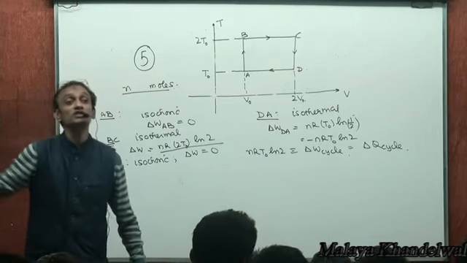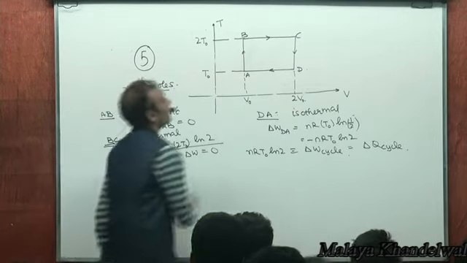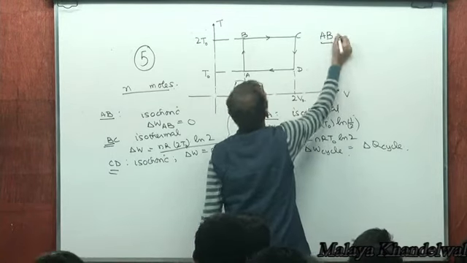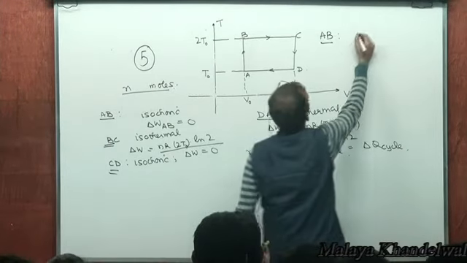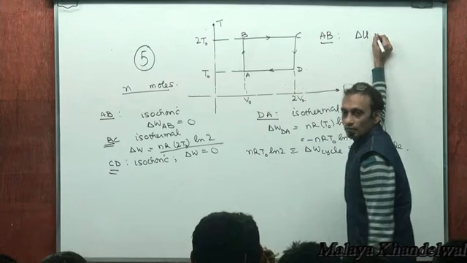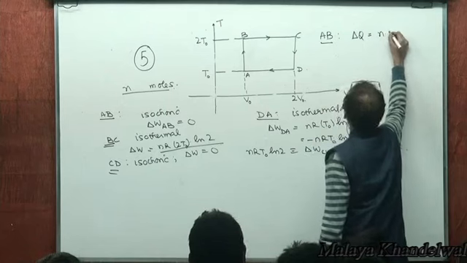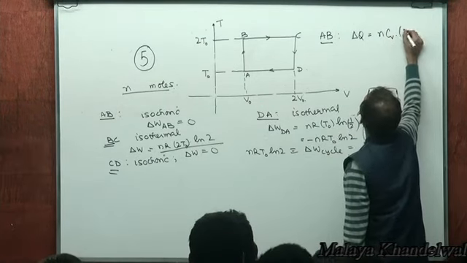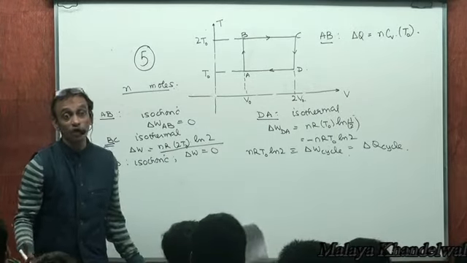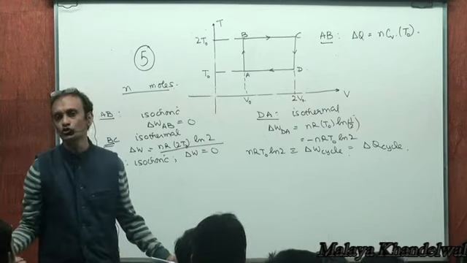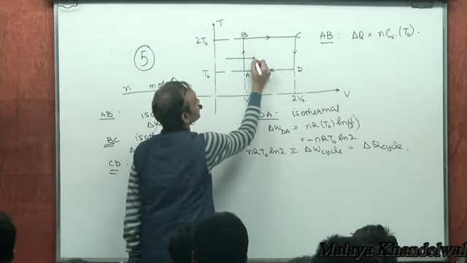In which of these processes is heat supplied? In which of these processes is heat rejected? Let's check that out, right? Now, what about AB? What kind of a process is it? Isochoric process, right? What would be heat supplied in this process? NCV into final temperature minus initial temperature. Yes or no? Constant volume process, heat supplied is NCV into final temperature 2 T naught minus initial temperature T naught. And it's positive. So heat is supplied here.